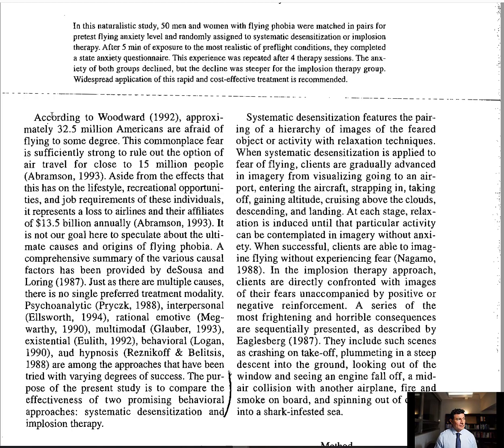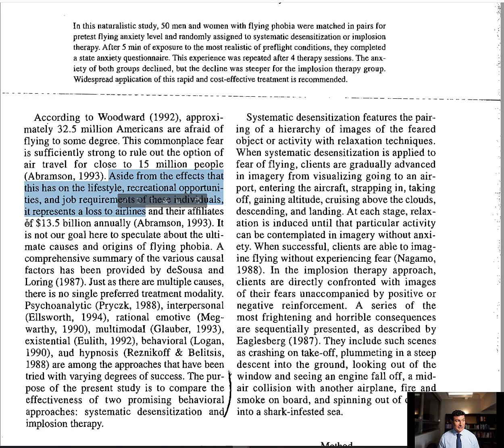So they start off with, according to Woodward, 1992, approximately 32.5 million Americans are afraid of flying to some degree. That's a really good problem statement. So they've come up with a really big problem. That's a lot of people who are afraid of flying. Commonplace fear is ruling out travel for 15 million people. I take from this that people can't go see family members. It might hurt their occupation. It might hurt all kinds of things. And so they kind of put that there.